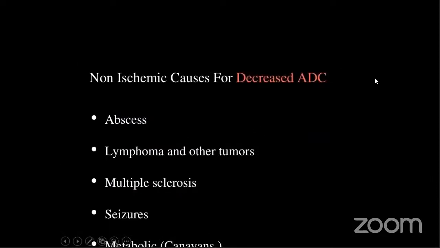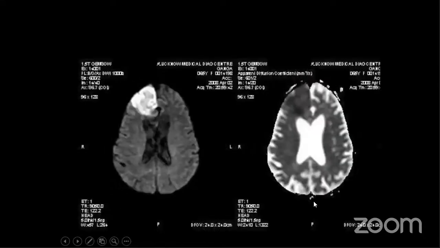Other non-ischemic causes are abscesses, lymphomas, multiple sclerosis, seizures, and metabolic causes like cannabis. Okay, this is a diffusion weighted image where you see the bright diffusion restriction. You can see in the right frontal hemisphere a very territorial involvement, right? So this is likely an acute infarct. The corresponding ADC sequence shows a hypointense area. This is classical of an acute infarct.